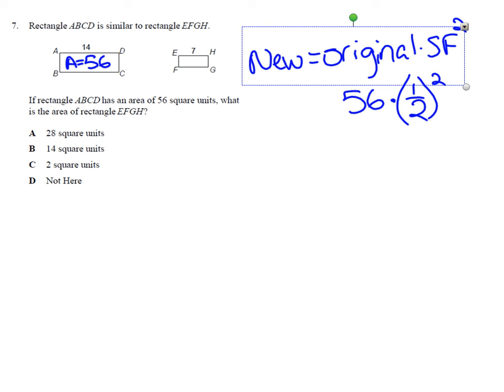So we need to take 1/2 times 1/2, which is not a whole. We're going to practice multiplying fractions. It'd be 1 times 1. It's 1/4. So 1/2 times 1/2 is 1/4. The sooner you recognize that, the better off everyone will be.